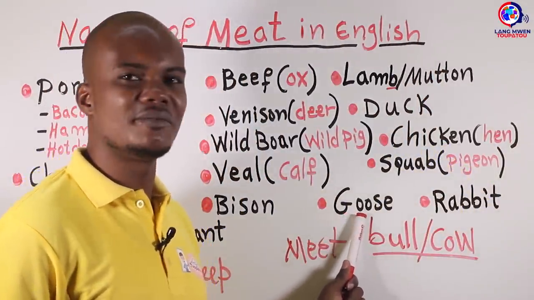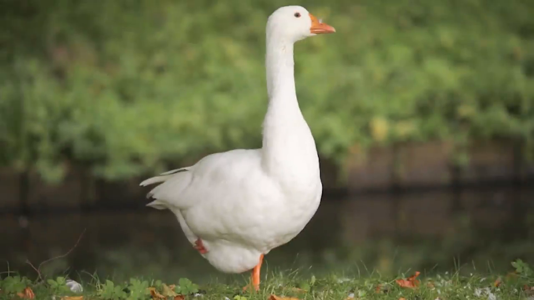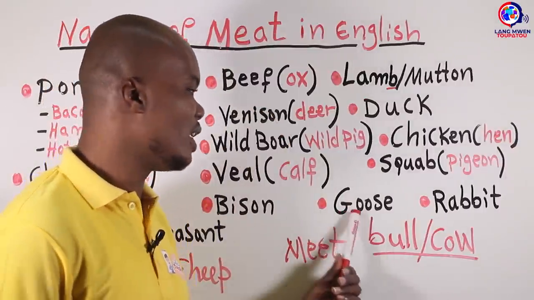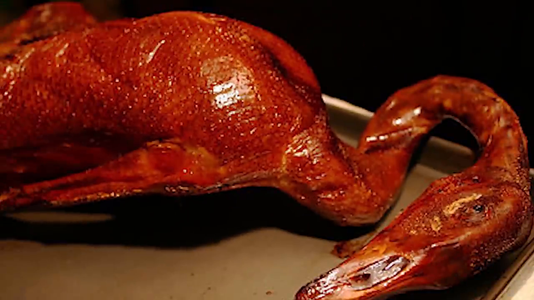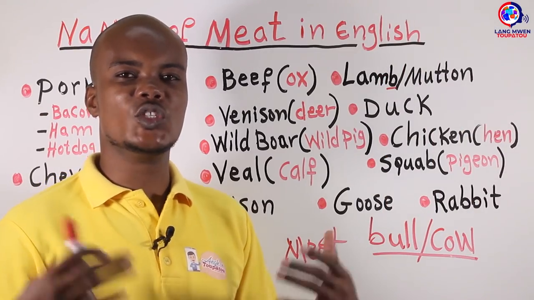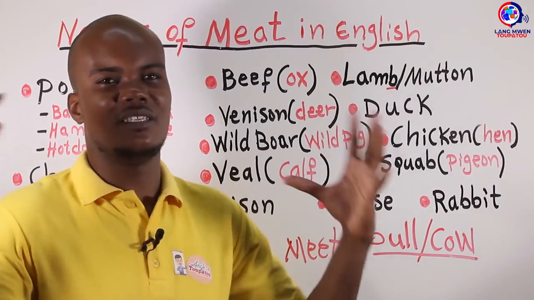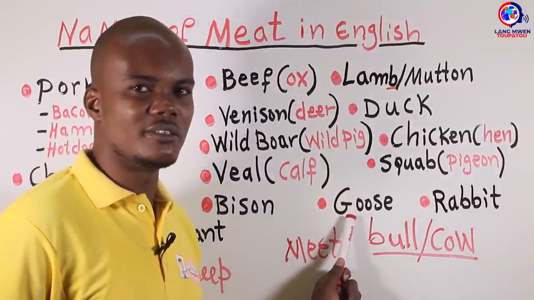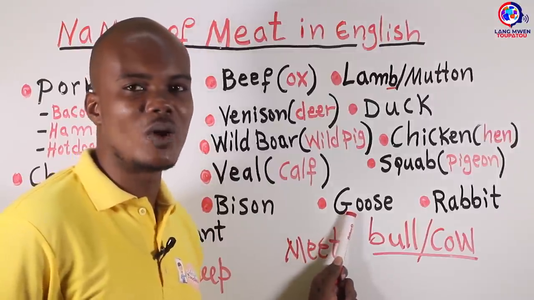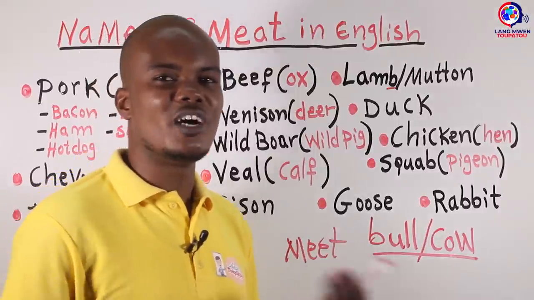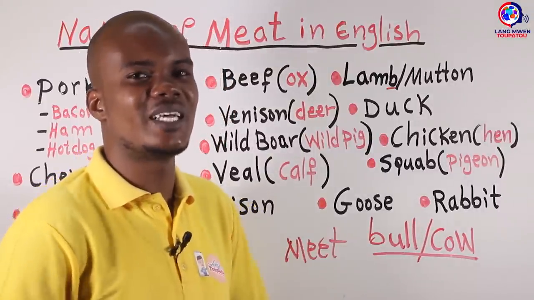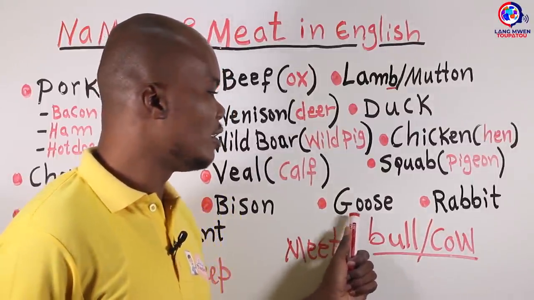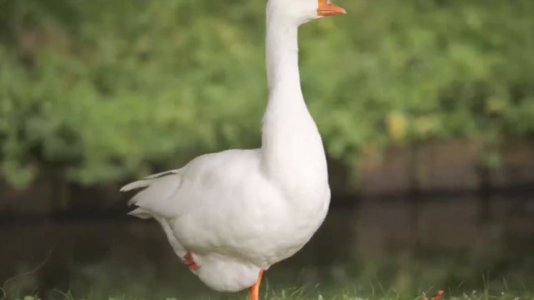And next, you have this animal. Maybe you love it. It's goose. Because we're talking about meat. Goose. I love eating goose. Goose. We're going to have a party. OK? We will share goose. Goose. You say goose. All right, good.